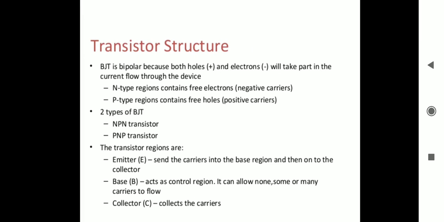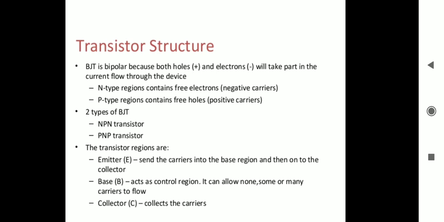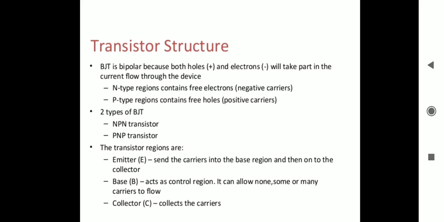So this is the transistor structure. BJT is bipolar because both holes, positive, and electrons take part in the current flow through the device. N-type contains free electrons, meaning the negative carriers. The P-type region contains free holes, meaning the positive carriers. There are mainly two types of bipolar junction transistor: the NPN transistor and the PNP transistor.